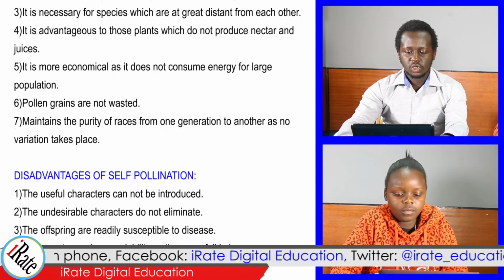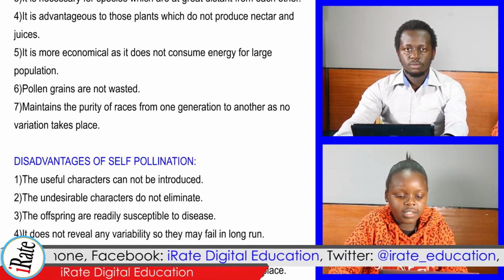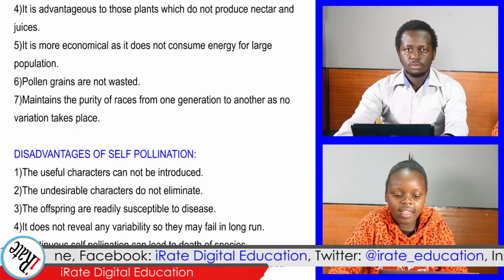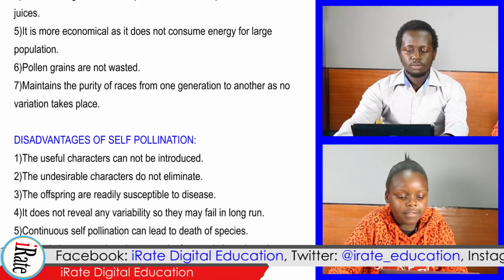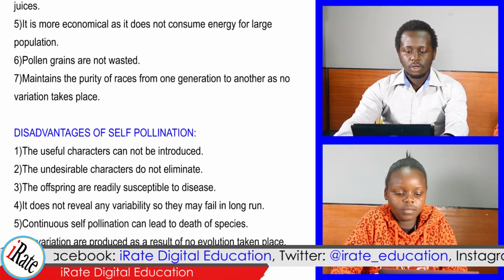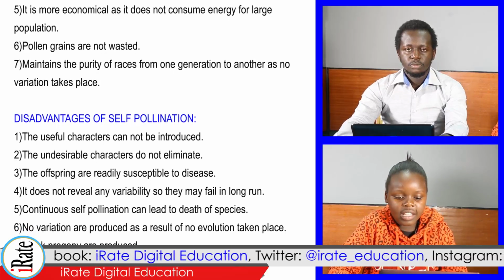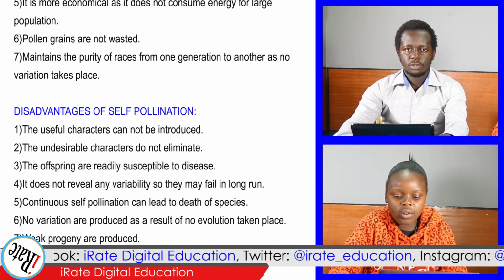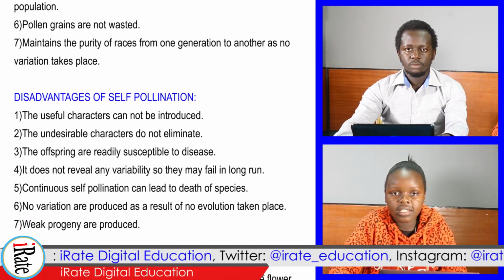2. Cross-pollination or allogamy. Cross-pollination is transfer of pollen grains from anther of one flower to stigma of genetically different flower. Cross-pollination is accompanied with external agencies like wind, water, animals, etc.